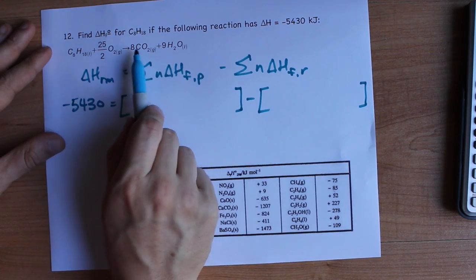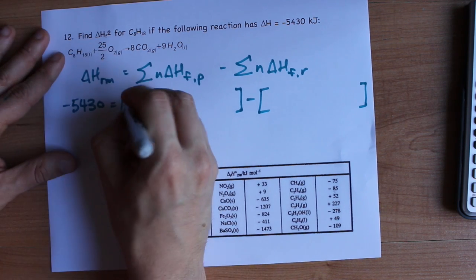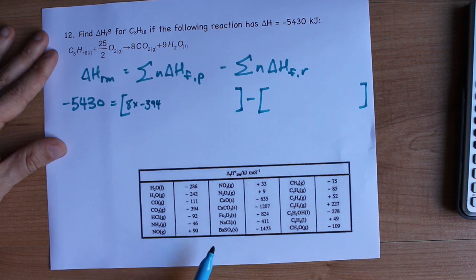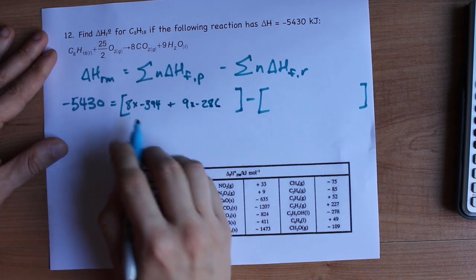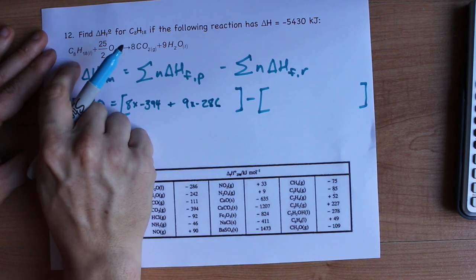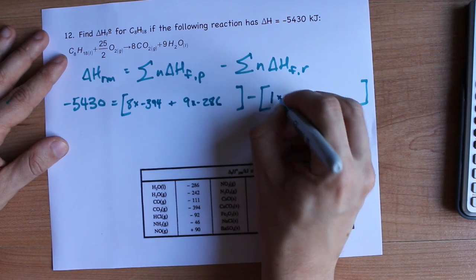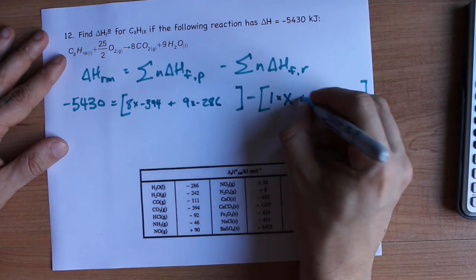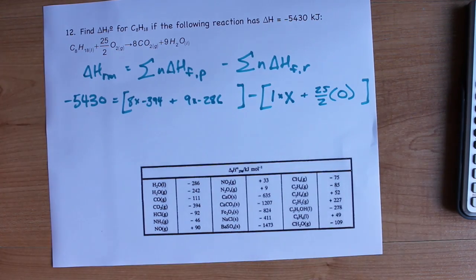My products are CO2 gas. Where's the chart? Oh, the chart's right here. CO2 gas is negative 394. And I have 8 of them, so that's 8 times negative 394. And I have 9 H2O liquids this time. That's negative 286. That's plus 9 times negative 286. And that's it for products. My reactants include C8H18, which I don't have the delta HF for. But there are one of them, so I will go 1 times X. And that X is going to be what I solve for. Then I have 12.5, or 25 halves of O2 gas, but again, O2 gas is a pure element. So it is 0 kilojoules per mole for its delta HF.